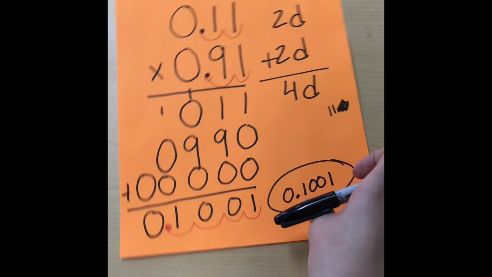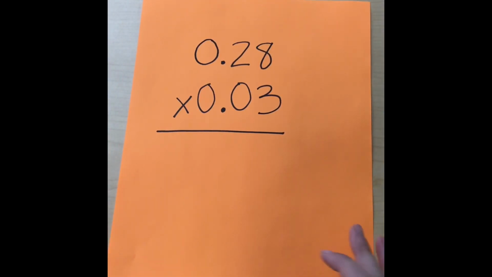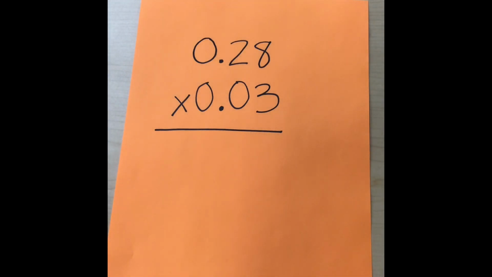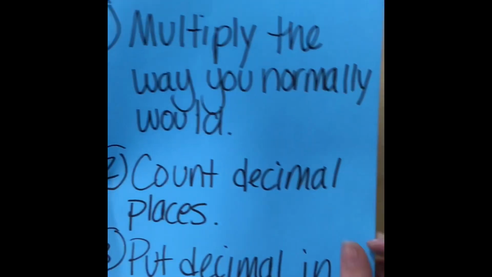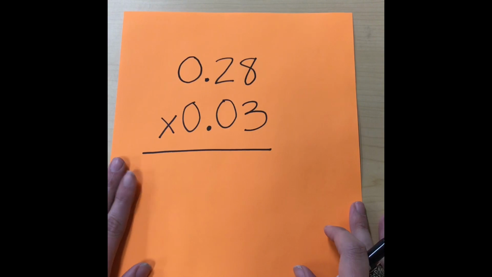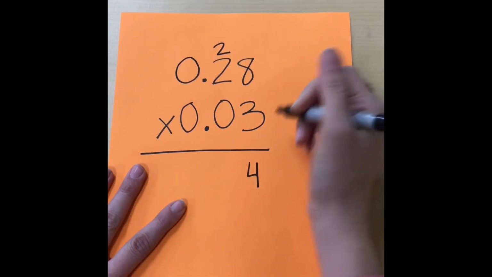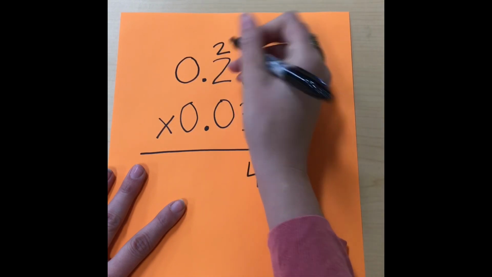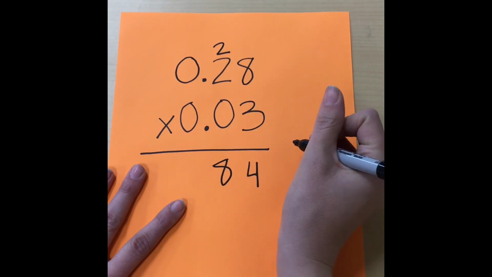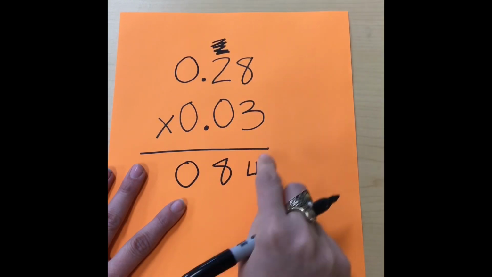So let's try that again with another problem just to make sure you really got this down. So let's try our next one and our last one. It's 28 hundredths times 3 hundredths. Okay, step 1, multiply the way you normally would. Okay, so let's just ignore the decimals for a moment. 3 times 8, 24. 3 times 2 is 6, plus 2 more is 8. Okay, 3 times 0 is 0. And we're done with this.